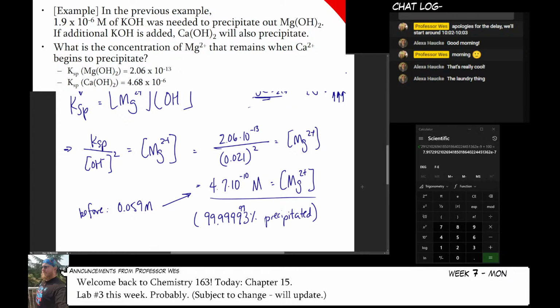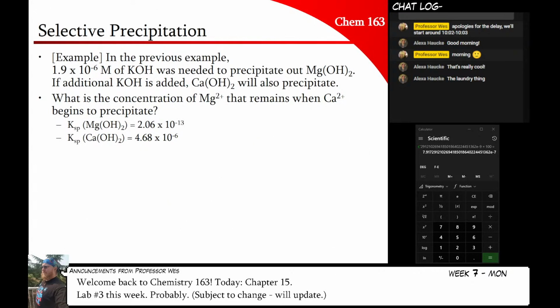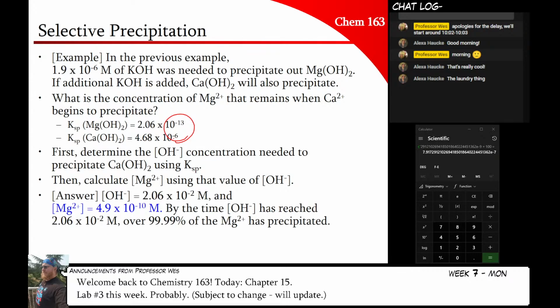So we can separate these out really well, and the entire reason that we can do that is because these KSPs are so different in magnitude. So the farther those are apart, the better you can do.